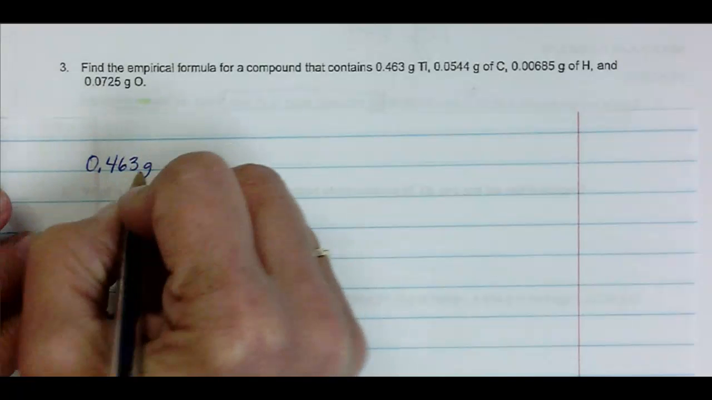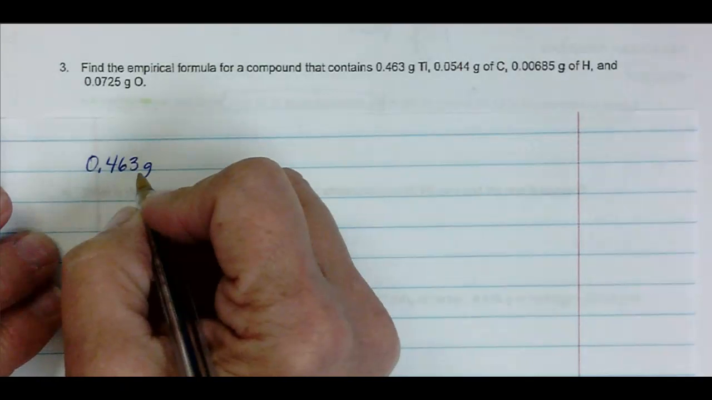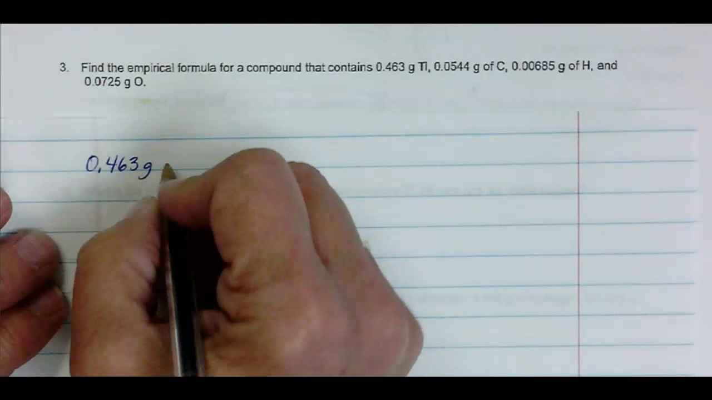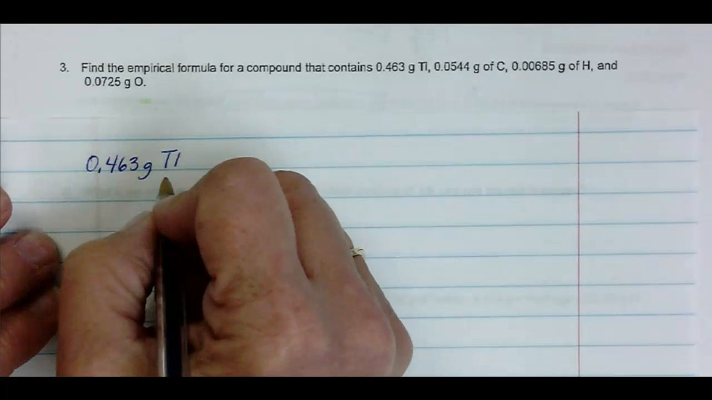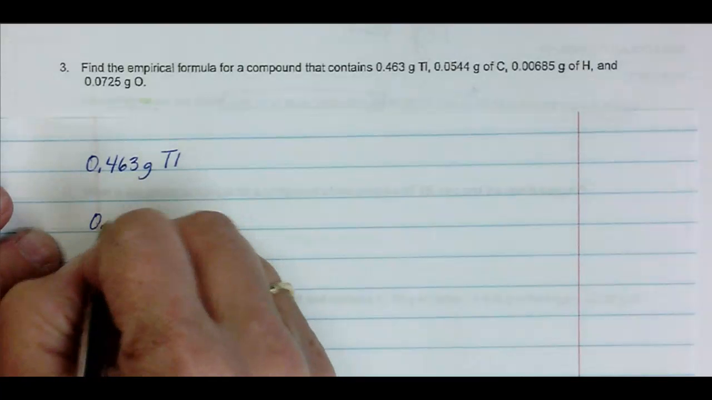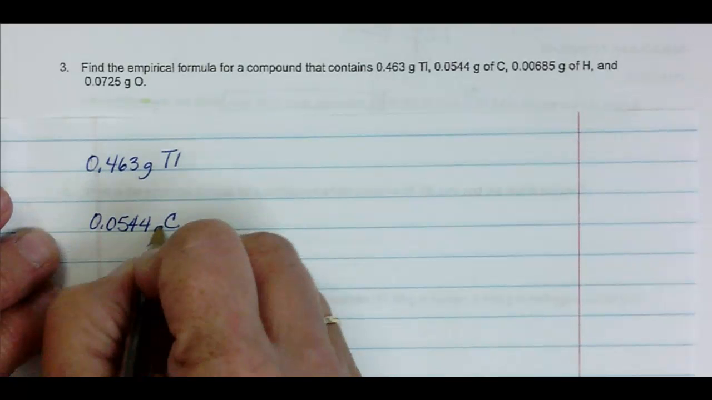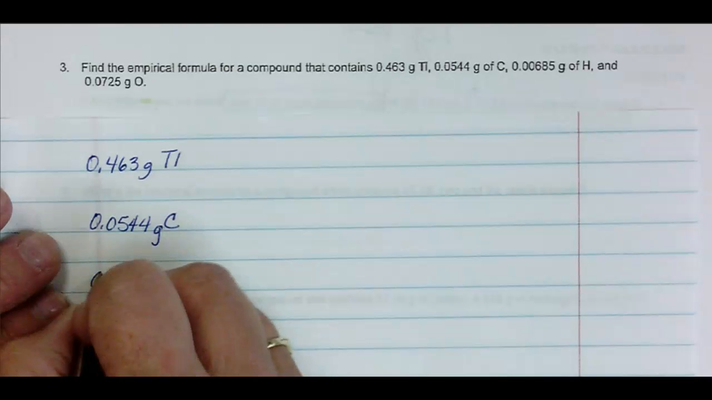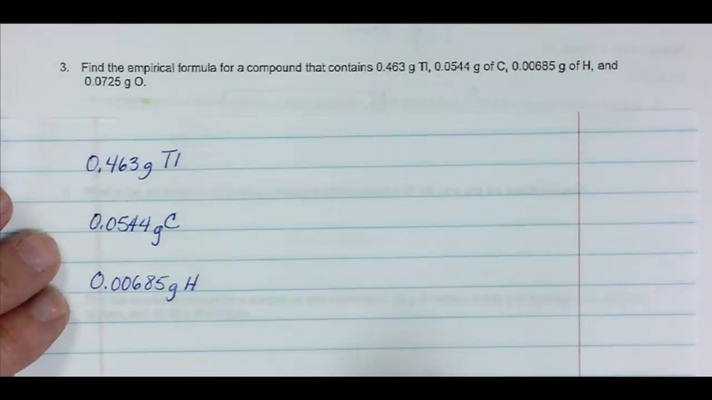0.463 grams, and this is Tl, I believe. Let me make sure it is. Yeah, I think it's Tl. That's kind of hard to see. Okay, but I believe that's what it is. Okay, and then the next one is 0.0544 grams of C. And then my last one is 0.0685 grams of hydrogen. So I've written down my given. So now we can go ahead and get started on that.